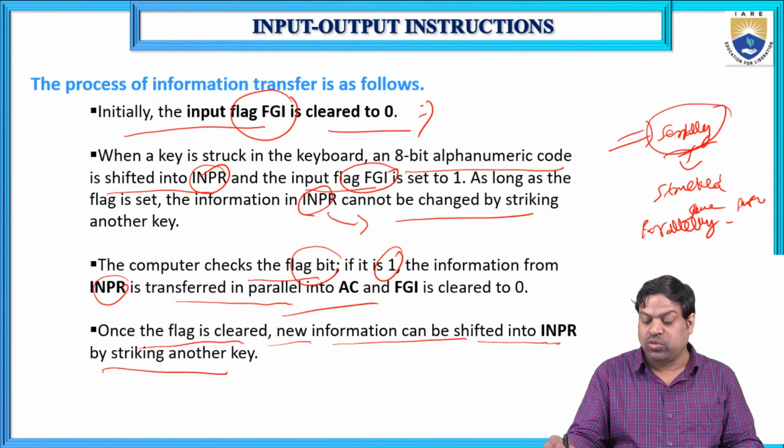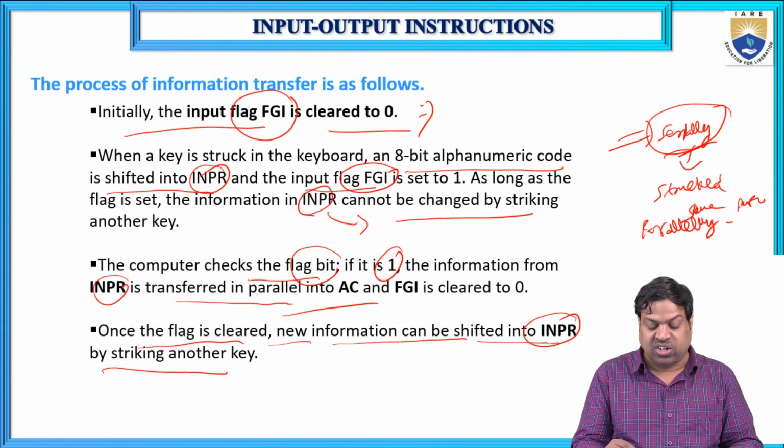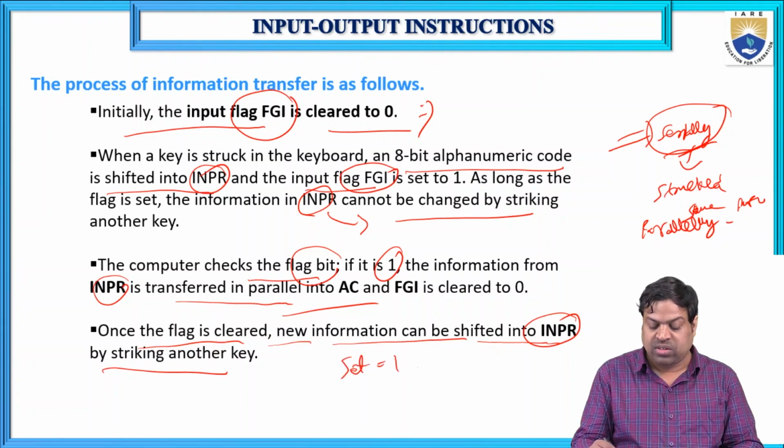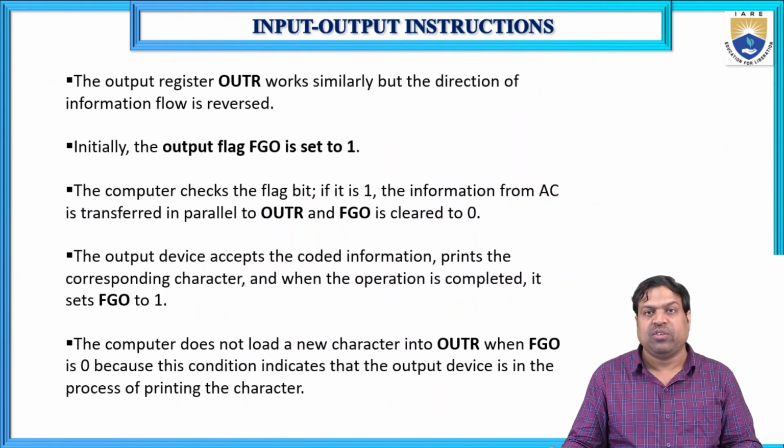So when we go serially, that means the INPR register will serially transfer the data from input to output. So that is called set to 1. That means new information will pass. The output register OUTR works similarly, but the direction of the information flow is reversed.